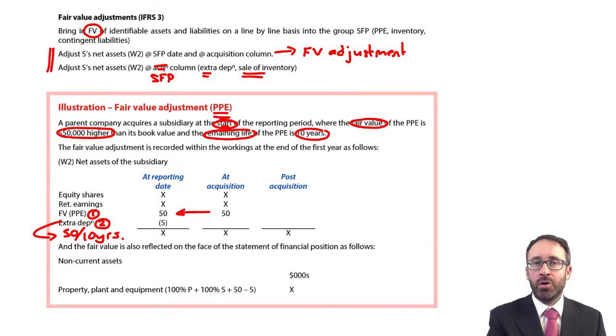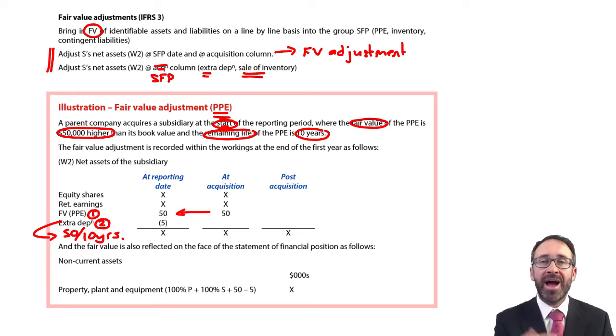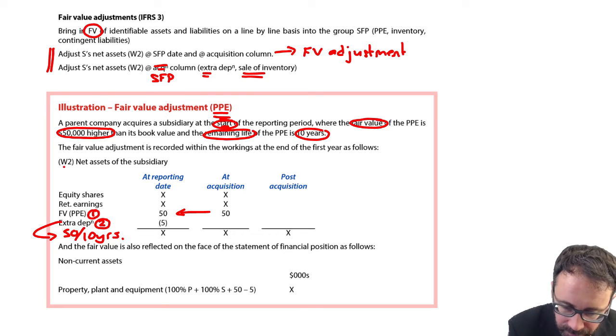If the acquisition took place several years ago, this is the SFP that we're focusing on, and the depreciation is cumulative. So if there'd been 2 years since the date of acquisition, we would need 2 years' worth of additional depreciation, and that would be 10. But here, we've just got 1 year. That 1 year is worth 5, and be careful, it is a reduction to the net assets, isn't it? So you've added in 50, you now deduct the 5. Okay. So that's what we do in working 2.